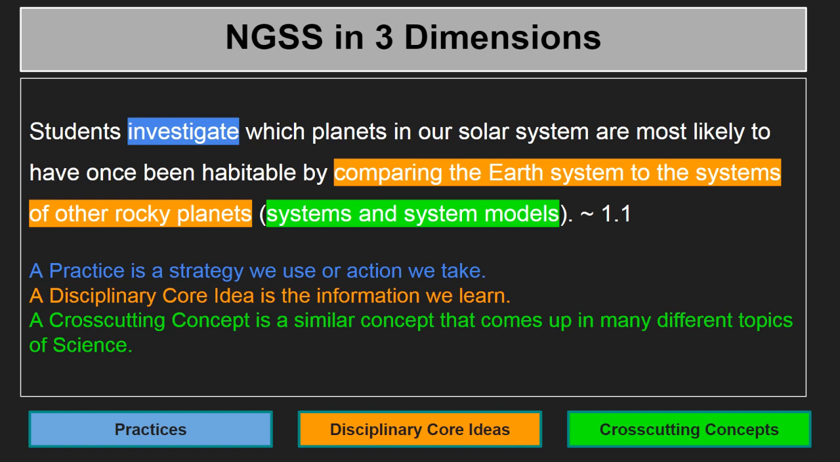So an idea like systems. You hear systems mentioned in life science, earth science, physical science. It doesn't matter. It's a concept that is used over and over again in many different areas. So that helps both me, the students, and hopefully you understand the components of what we're trying to accomplish.